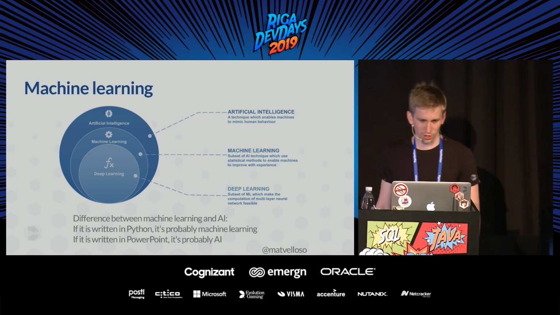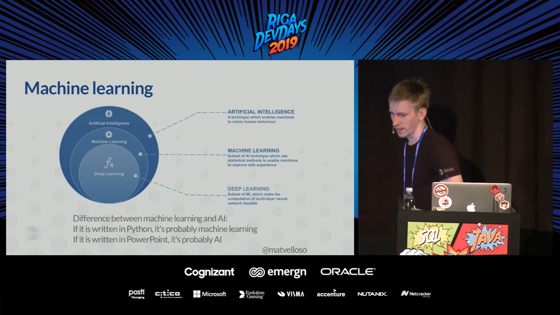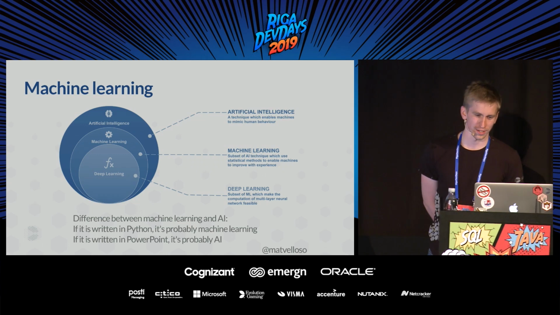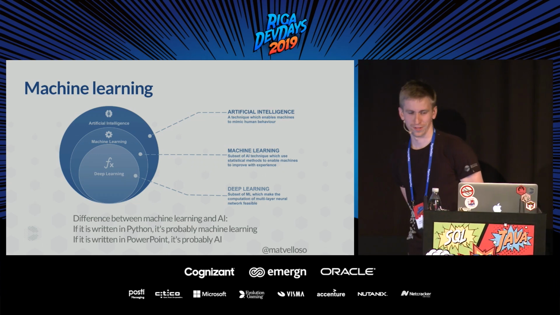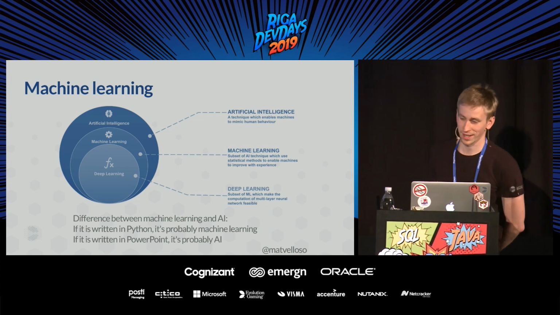Machine learning is a complicated task, and it's a buzzword these days. And people usually say that if machine learning is written in PowerPoint, then it's AI. But if it's in Python, then it's really true machine learning. Today we're talking about AI. Sorry, guys.